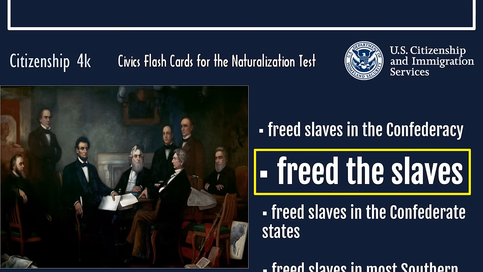What is the capital of your state? Answers will vary. To find the capital of your state, please visit. Name one right only for United States citizens. Vote in a federal election.